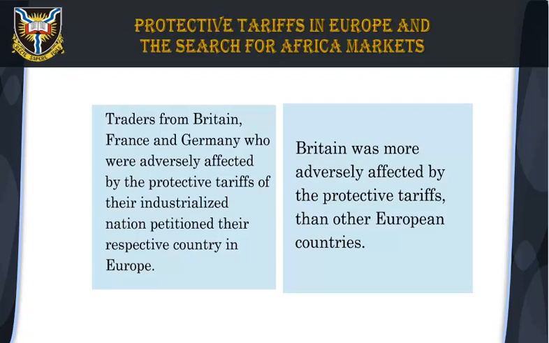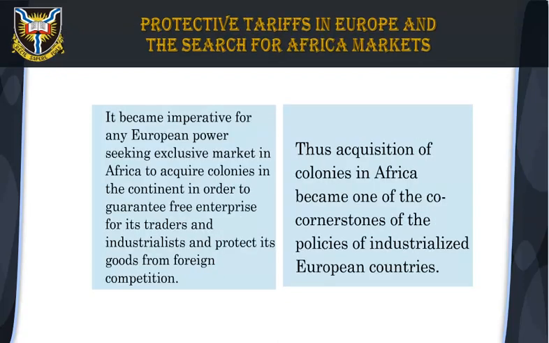Traders from Britain, France, and Germany, who were adversely affected by the protective tariffs of their industrialized nations, petitioned their respective countries in Europe. Britain was more adversely affected by the protective tariffs than other European countries. It became imperative for any European power seeking exclusive market in Africa to acquire colonies in the continent in order to guarantee free enterprise for its traders and industrialists and protect its goods from foreign competition. Thus, acquisition of colonies in Africa became one of the cornerstones of the policies of industrialized European countries.